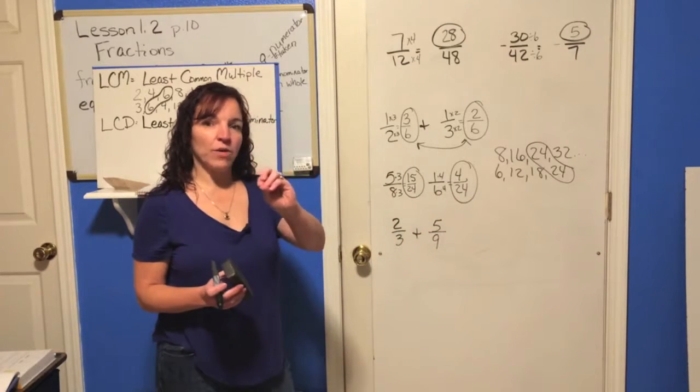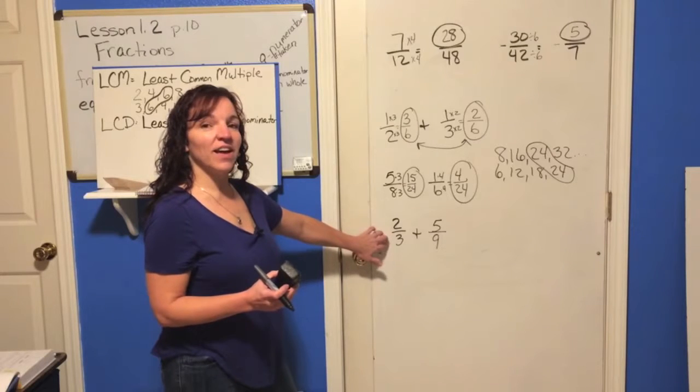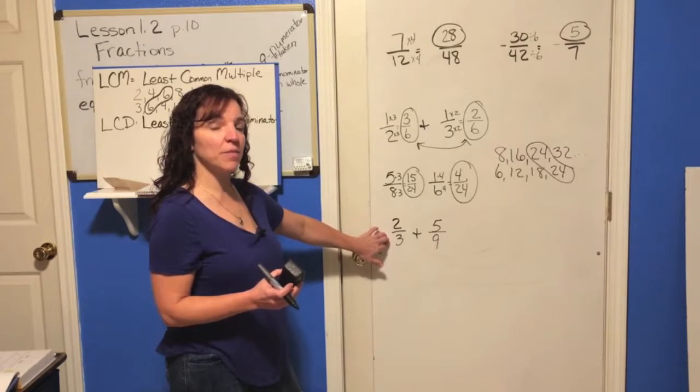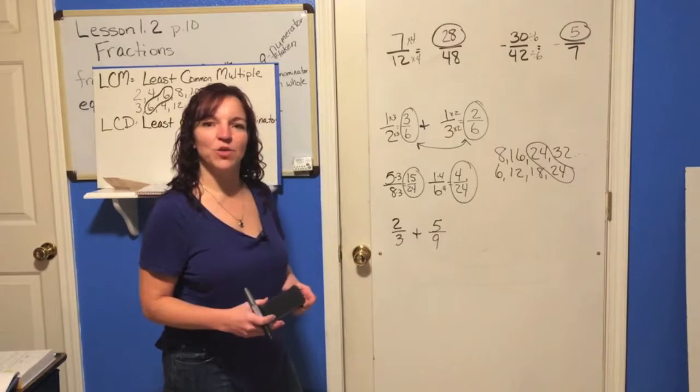What I want you to do now is pause the recording and try to find the equivalent fractions with common denominators for 2/3 and 5/9, and then unpause and come back and see if you got the same thing I did.